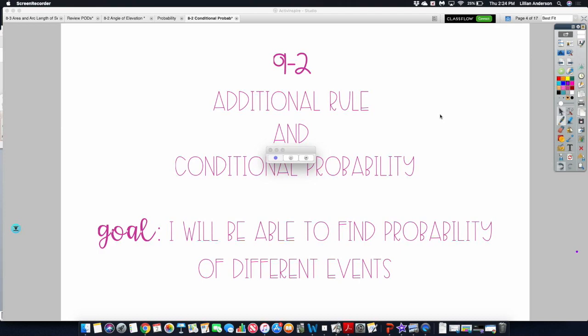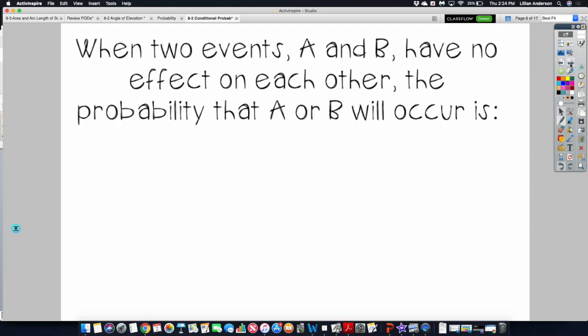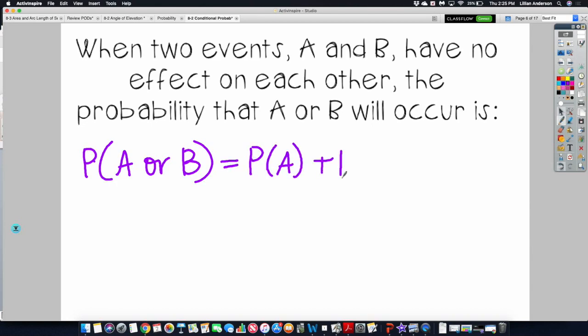So we're going to start with the addition rule paper, the blue paper. Starting off with the addition rule. What the addition rule basically says is that when you have two events that have no effect on each other, the probability that A or B will occur follows this formula. The probability of A or B happening is equal to the probability of A plus the probability of B minus the probability of A and B.